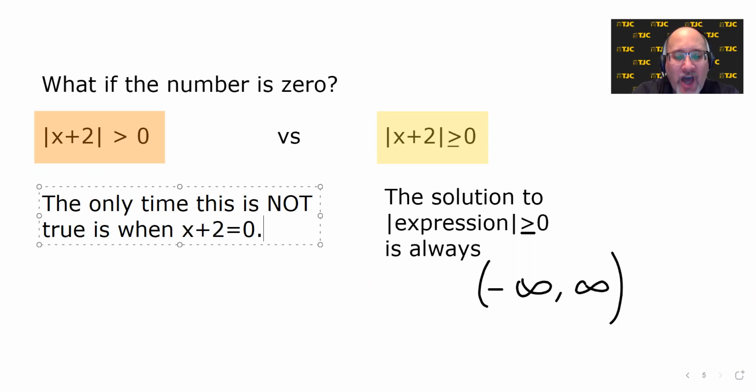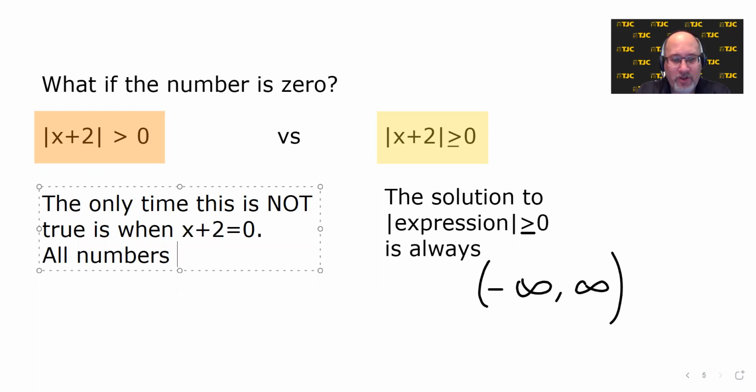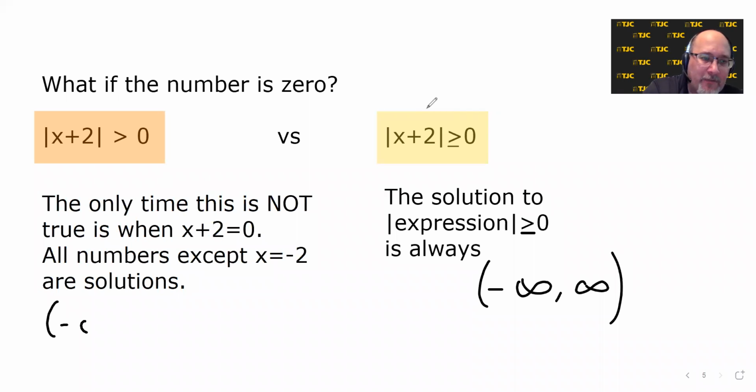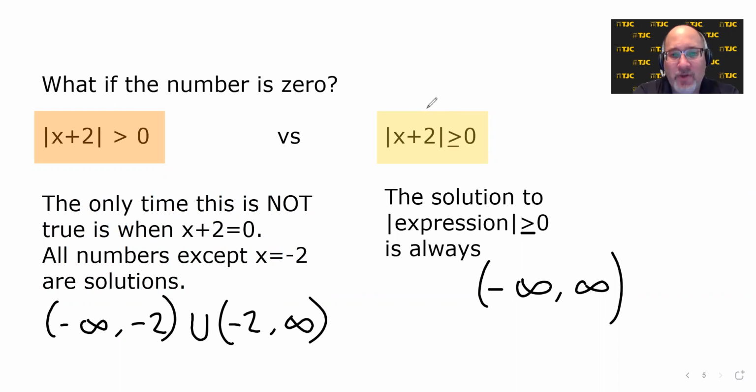Otherwise, x plus 2 is not equal to 0, so it's either positive or negative. And when you take its absolute value, it comes out positive, which will always be greater than 0. So the only time this first inequality is not true is when x plus 2 is equal to 0. So all numbers except x equals negative 2 are solutions. Now, what would that look like as an interval? Well, you would start at negative infinity, comma, and you would stop at negative 2, close it with the parentheses, union, open parentheses, negative 2, comma, infinity. Every number except negative 2 makes this true.